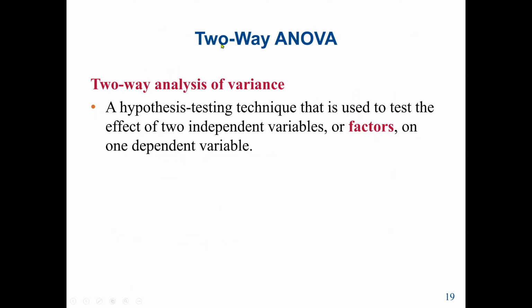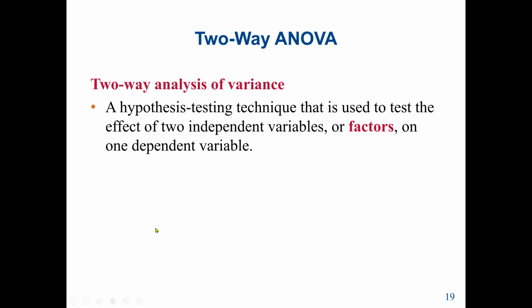So this will take us to two-way ANOVA. As we said, two-way ANOVA will be our next chapter in the next lectures. But here we are explaining it step by step, and also we can use something like Minitab or any statistics application. A two-way analysis of variance, or two-way ANOVA, is a hypothesis testing technique that is used to test the effect of 2 independent variables or factors on 1 dependent variable. So here I'm testing the effect of 2 independent variables on 1 dependent variable.